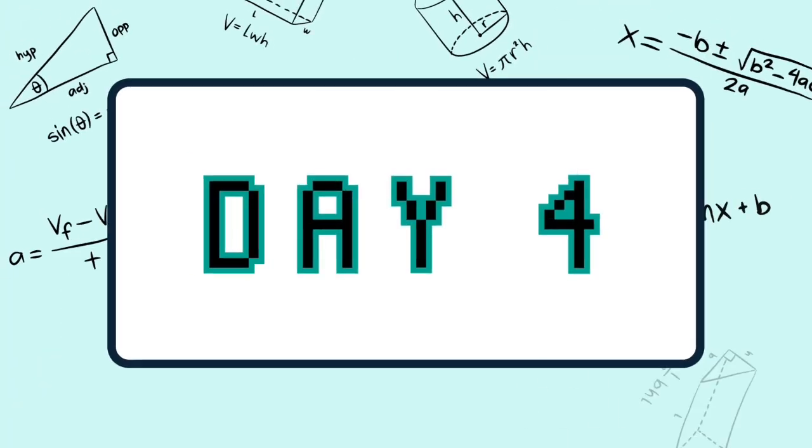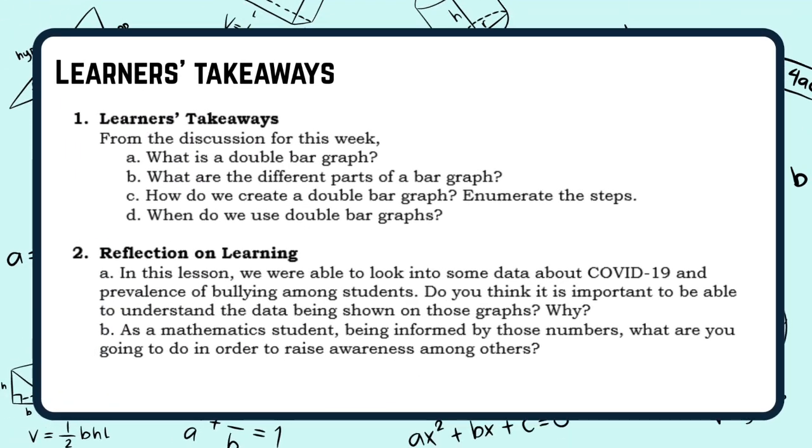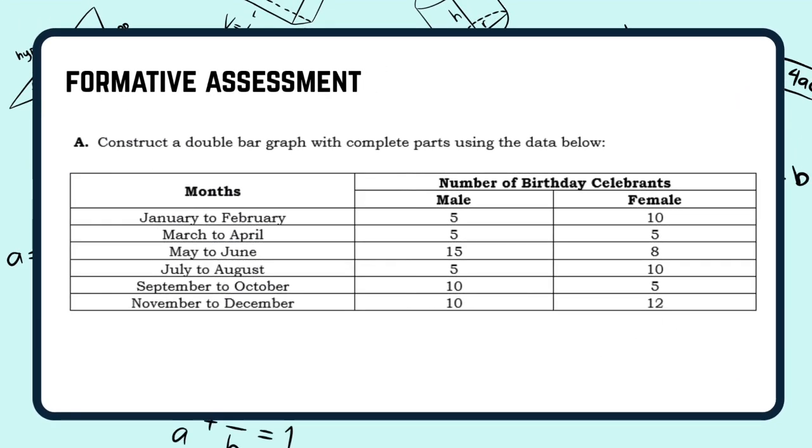Okay, so for day 4, it's all about your takeaways from the discussion for this week. What is a double bar graph? What are the different parts of a bar graph? How do we create double bar graph? When do we use the double bar graphs? And your reflection on learning. And of course, how can we forget our formative assessment for this week.